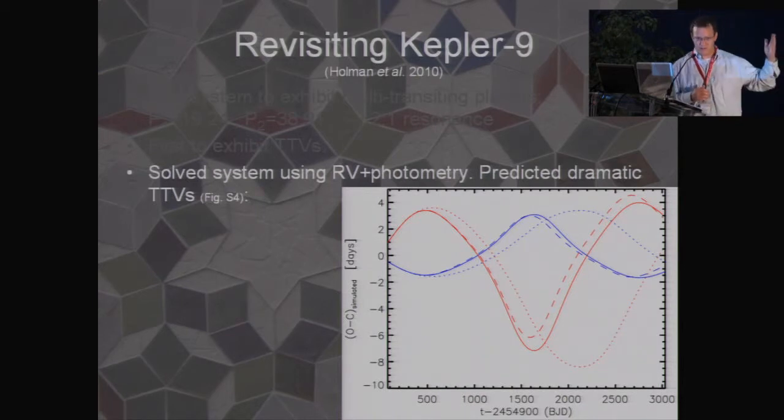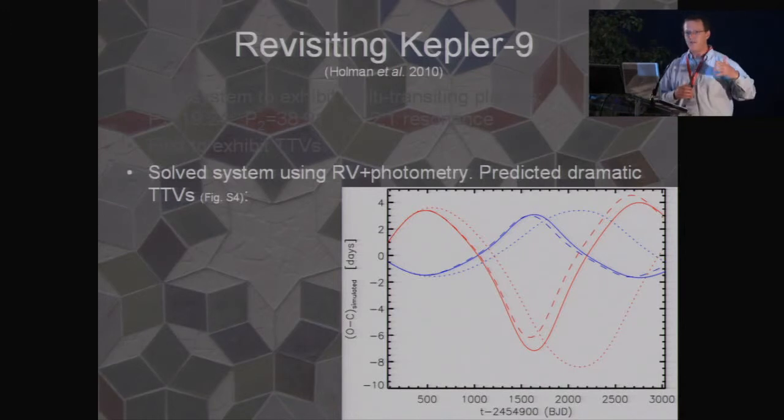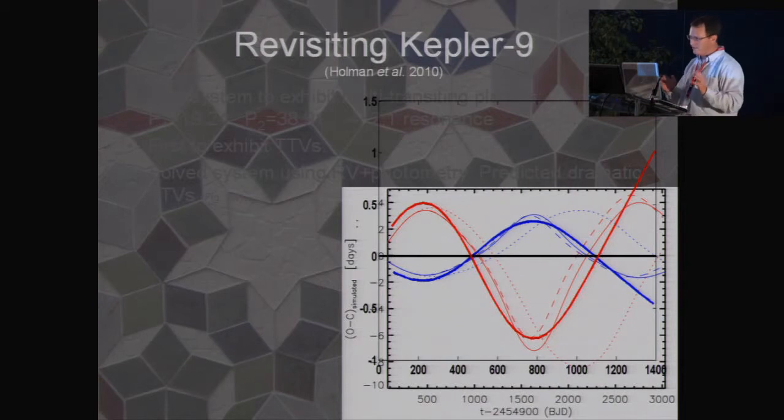And they produced a prediction for the remainder of the Kepler mission, as it was seen at the time, for what the TTVs would look like. And they were quite dramatic. The TTVs were predicted to be over a week long. What I'm going to do now is to overplot the observed TTVs, as Kepler had observed them. And you can see that indeed the general shape is similar.